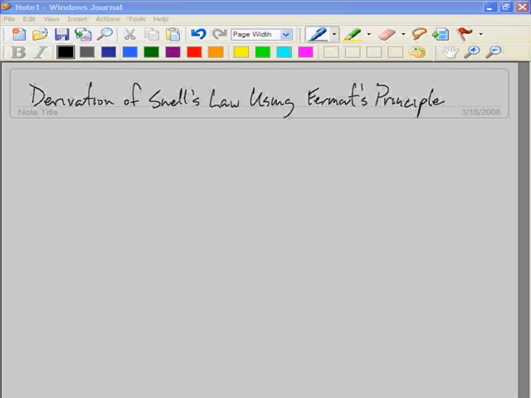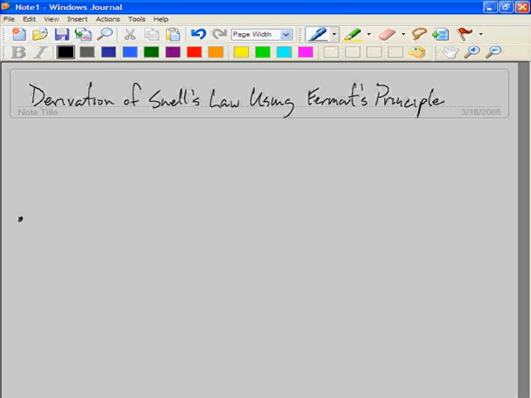Let's derive Snell's law using Fermat's principle. Recall Fermat's principle says that when light travels from one point to another, it does so in the least amount of time. Let's further examine a path of light from one medium into another medium.